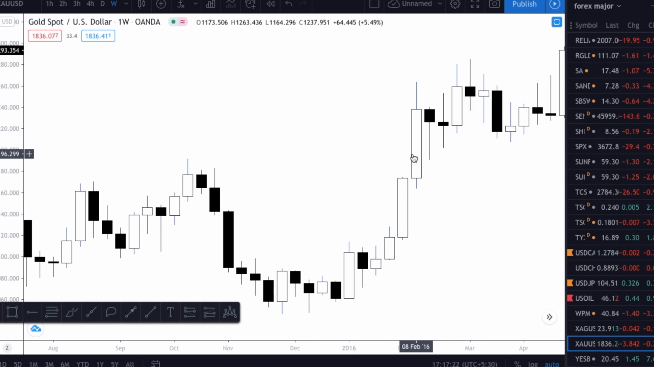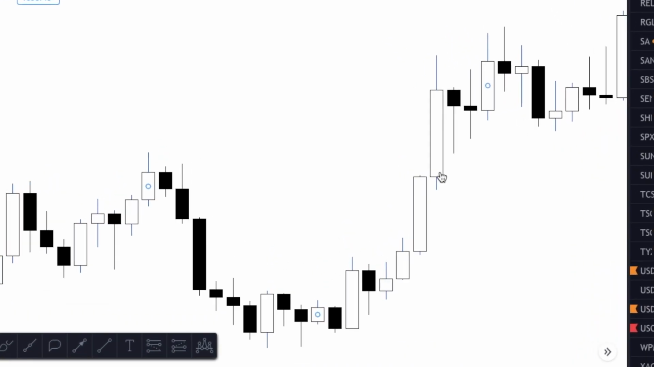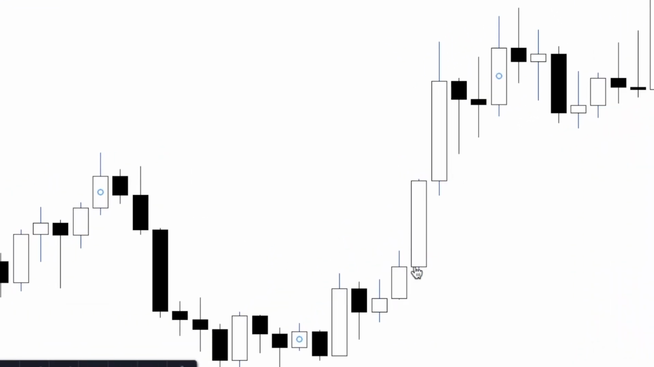Like if we see a long bullish candle on a weekly time frame, it indicates that the buyers dominated the market during the week. Like over here, if you look at this weekly candle, this candle is long and tells us that during a week, buyers dominated the market.